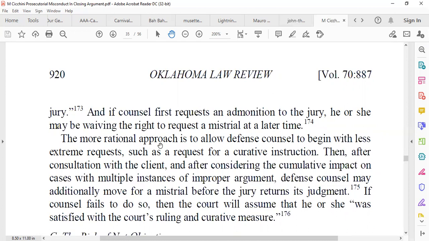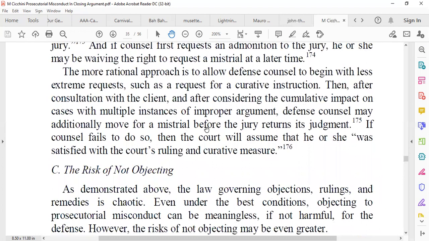The more rational approach is to allow defense counsel to begin with less extreme requests, such as a request for a curative instruction. Then, after consultation with the client and after considering the cumulative impact on cases with multiple instances of improper argument, defense counsel may additionally move for a mistrial before the jury returns its judgment. If counsel fails to do so, then the court will assume that he or she was satisfied with the court's ruling and curative measure.